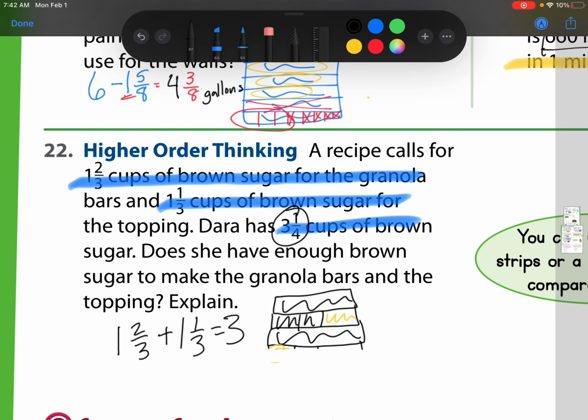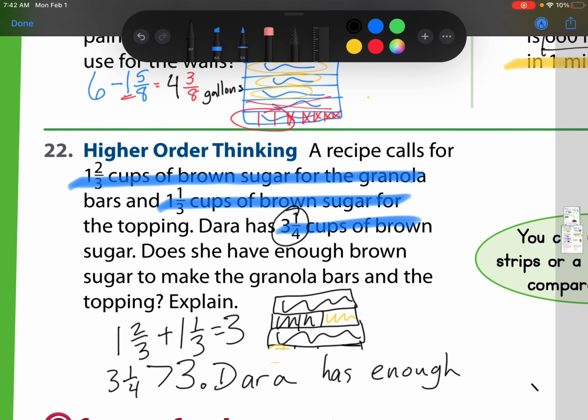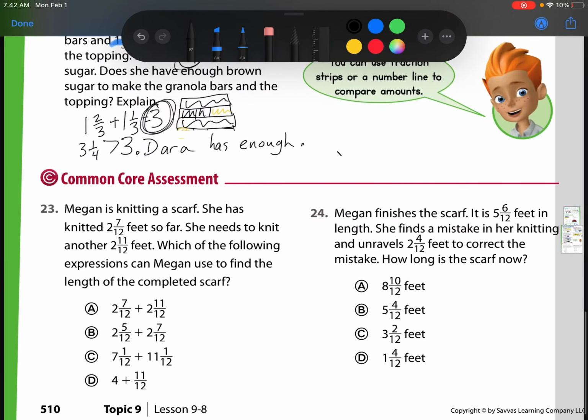So how can we explain this using our math symbols? We can say 3 1/4 is greater than 3. So Dara has enough. She only needed 3 cups of sugar, which we showed right here, and she has 3 1/4, so she has enough by 1/4.